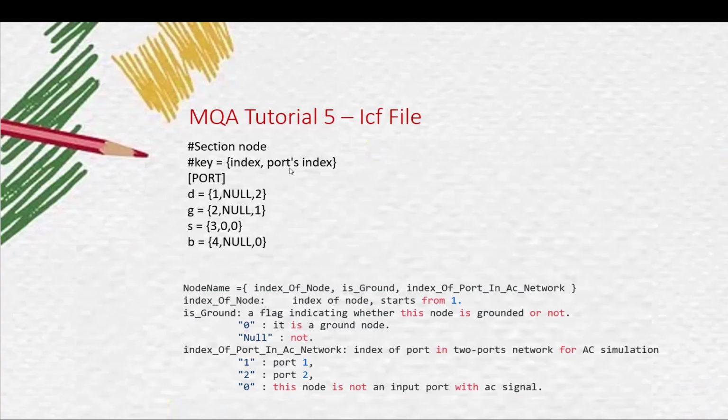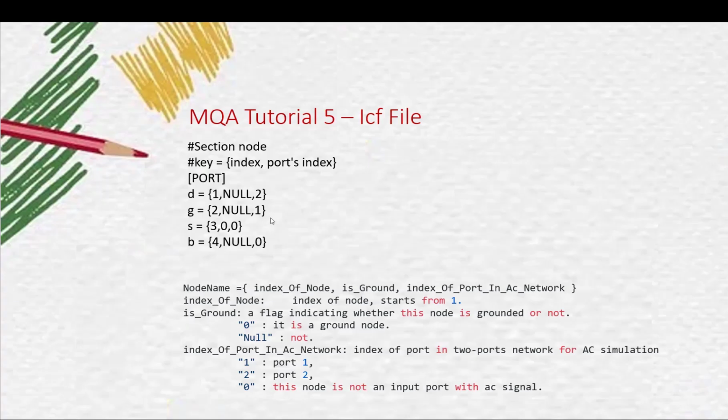And the third argument, index of port in AC network. The node and the port here can not only be used for the DC simulation, they can be used for AC, RF, those simulations as well. So this index of port in AC network is used for the AC. It's an index of port in a two-port network for AC simulation. 1 means port 1, 2 means port 2. 0 means this node is not used for AC signal.